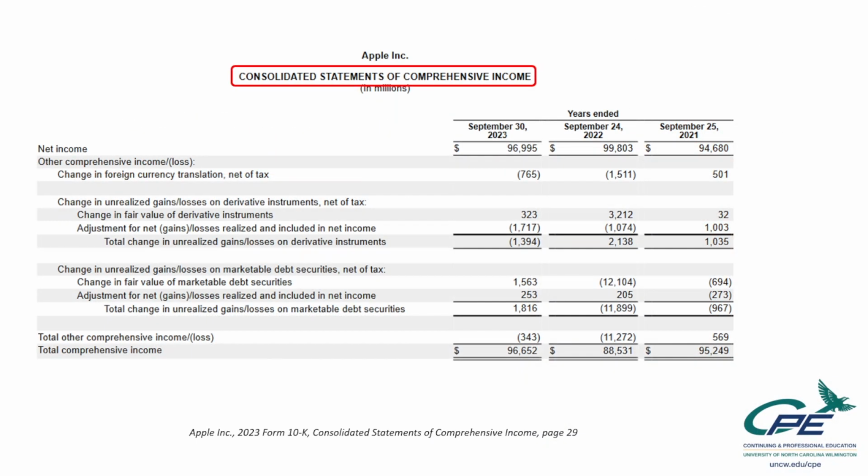The next statement that Apple presents is called the Consolidated Statements of Comprehensive Income. This statement can be a little complicated, so I don't want to discuss it at length.